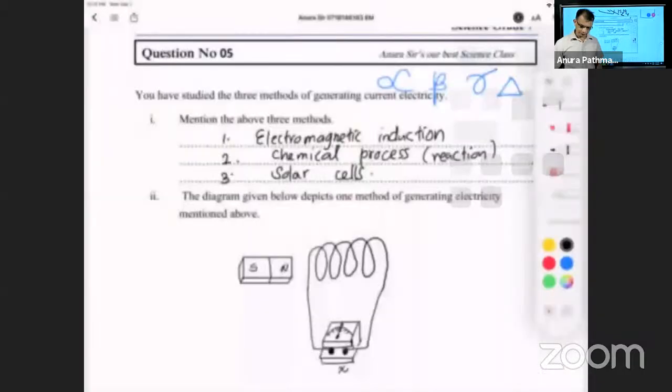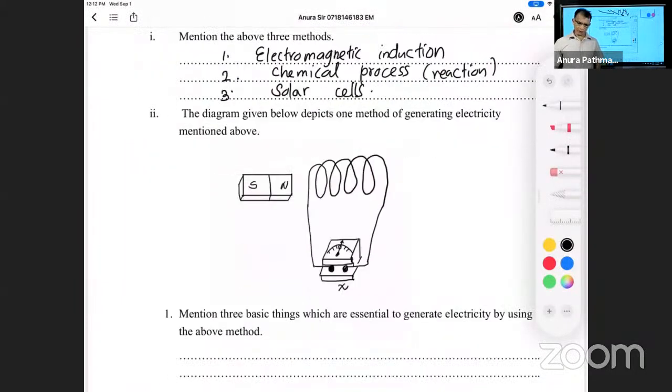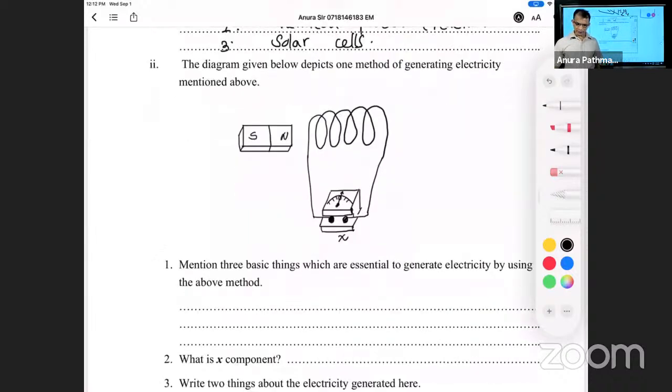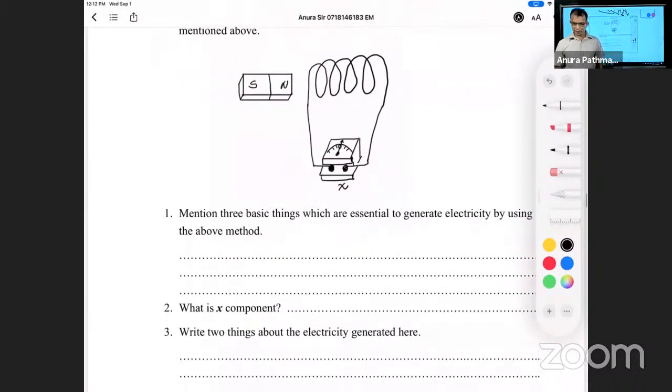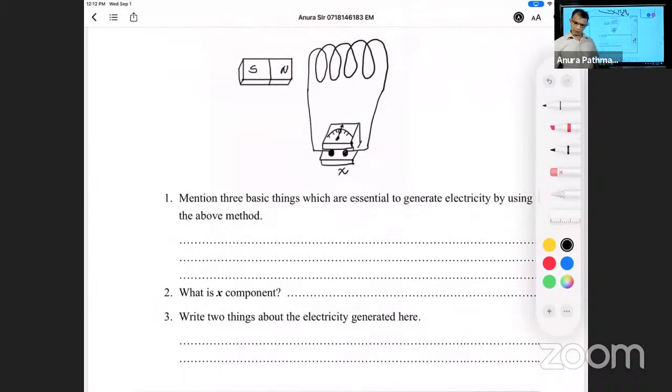Coming back to our unit. What is this one? The diagram given below depicts one method of generating electricity mentioned above. Mention 3 basic things which are essential to generate electricity by using the above method. I told you the 3. What are they?